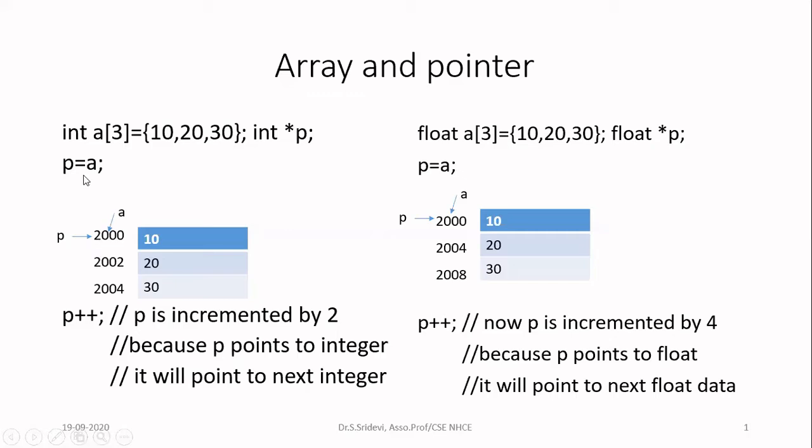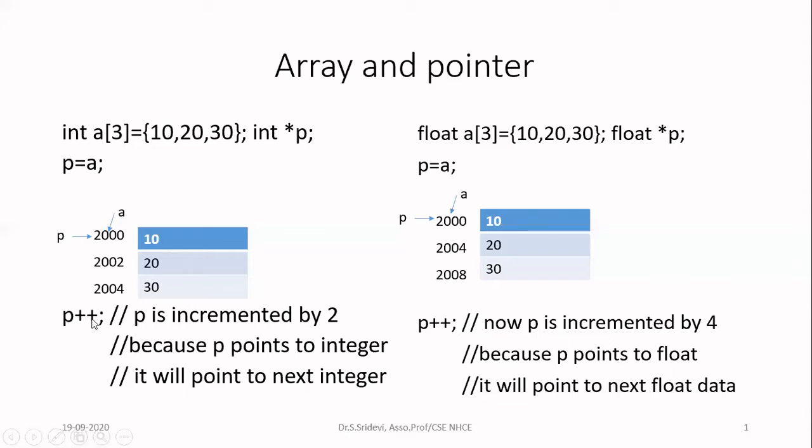Now, when I do this, what's going to happen is, look at the diagram. I have now 6 memory locations allocated. 10 is stored in 2000, 20 in 2002, 30 in 2004. When I write P is equal to A, now A is going to tell you the starting address, that is nothing but 2000. If you write P is equal to A, P will also point to the same address 2000. Now the important point comes. I am writing P++. What will happen when we write P++?